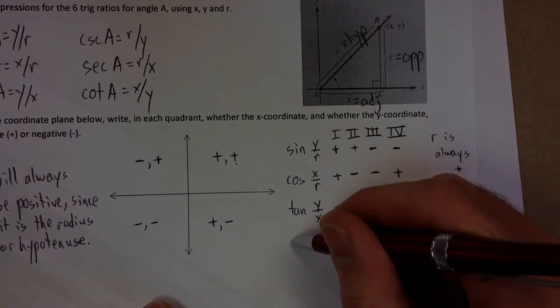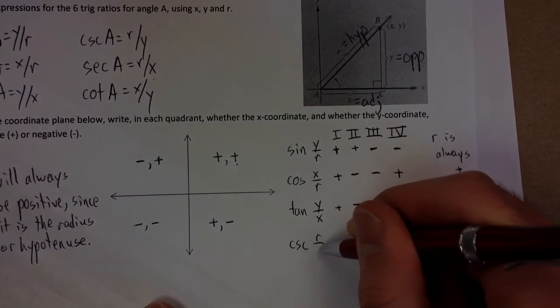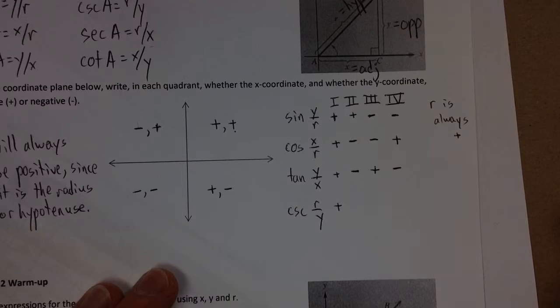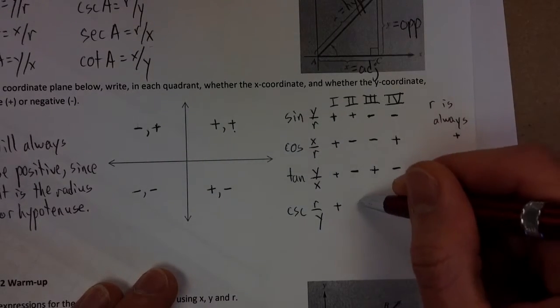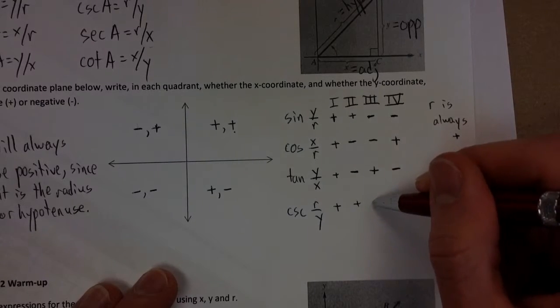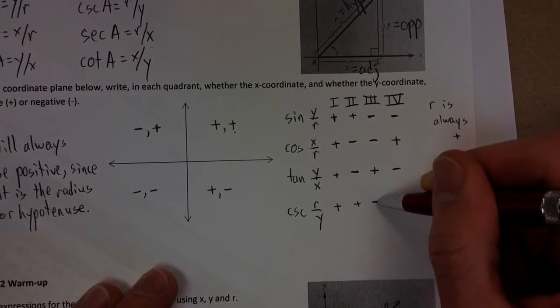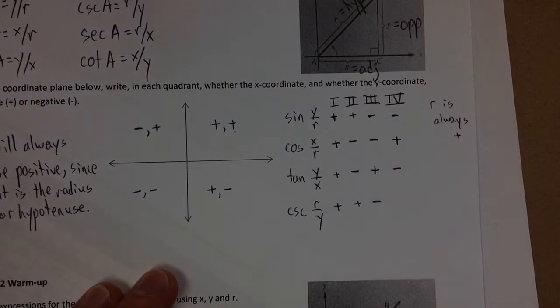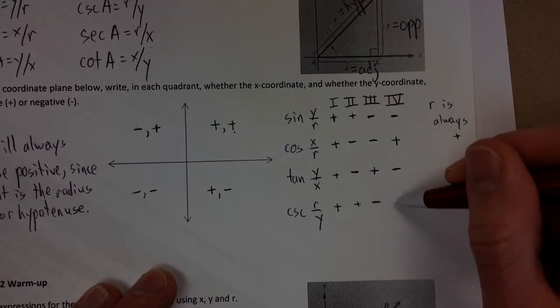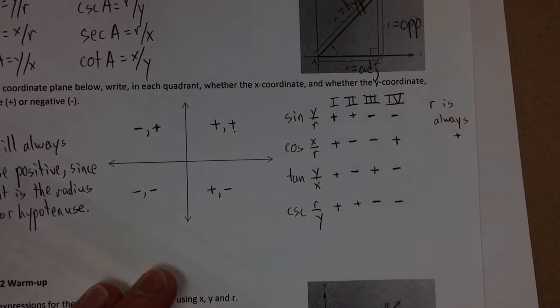And Brooke, let's do cosecant. First quad, positive. And Shirley, quad 2 for cosecant? Positive. And Anthony, cosecant, quad 3? Positive. It's actually going to be negative. Yep, because the y coordinate is negative. Alec, quad 4? Negative. Yep, again, because the y coordinate is negative.